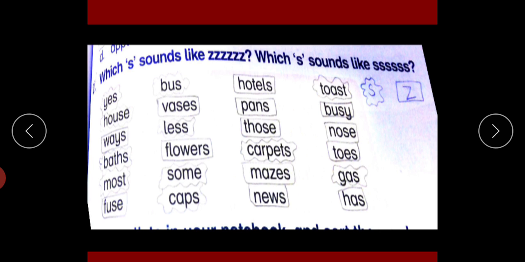Another word we have is fuse, we will mark a square box around this. Another word we have is crops, we will mark a cloud circle around this. Another word we have is news, we will mark a square around this. Another word we have is has, we will mark a square box around this. So you have to make the list of Z sound words and S sound words, or you can also write in your book S sounds separately and Z sounds separately.